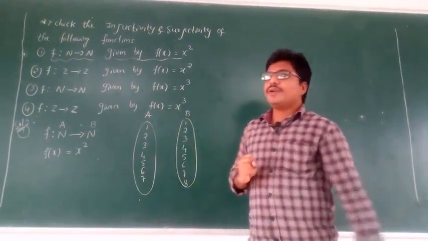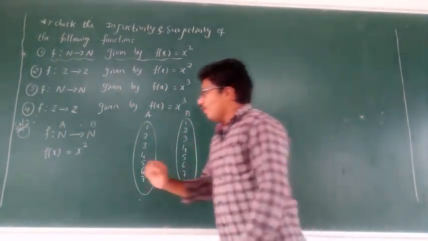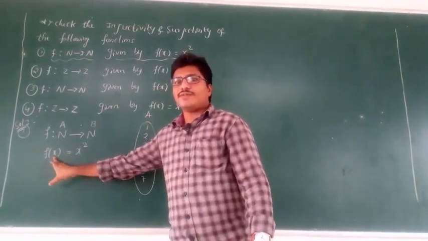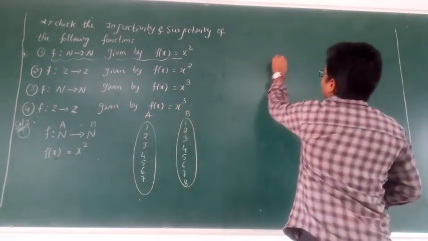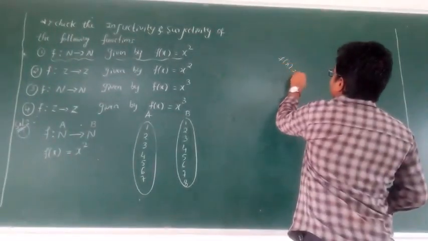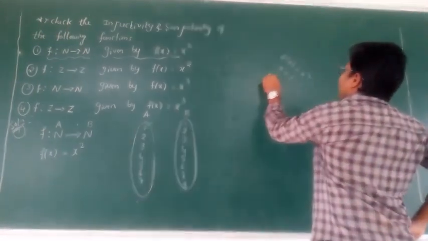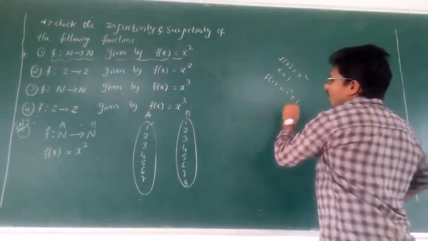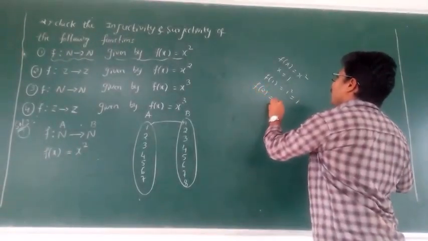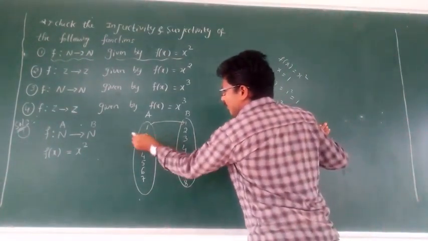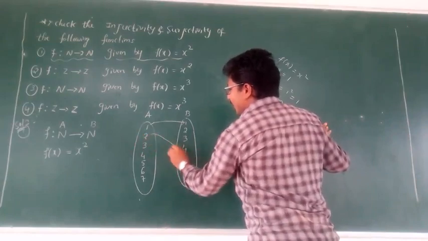Injectivity means one-one. Whenever we fill in the place of x, f of x is equal to x square. So fill in 1: f of 1 is equal to 1, so 1 is directly connected with 1. If we fill in the value 2, what happens? It is directly connected with 4.